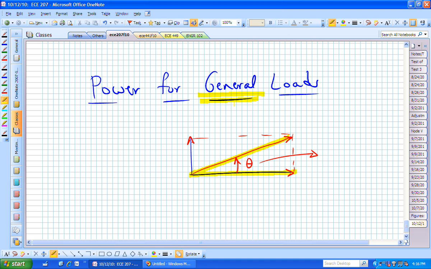If you are an industrial user and you have a lot of these big motors that are looking like inductors, then you actually might put capacitor banks in your plant to try to negate the effect of that inductive reactance that you're consuming and bring up that power factor. It's called power factor correction.